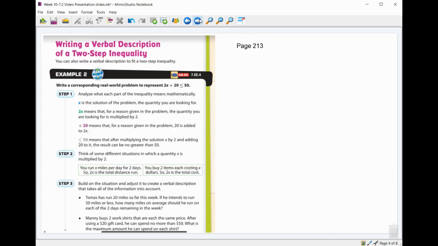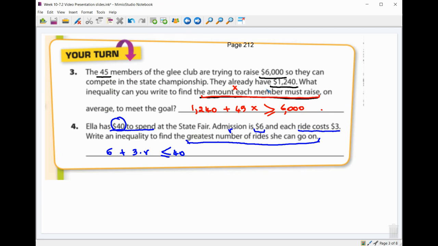Now we will go to page 213. So let's go ahead and pause the video. Let's go ahead and end this video on this page. I'll create a second video for page 213 and on. Here we go.